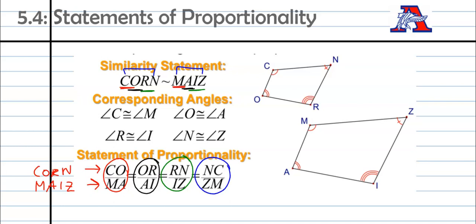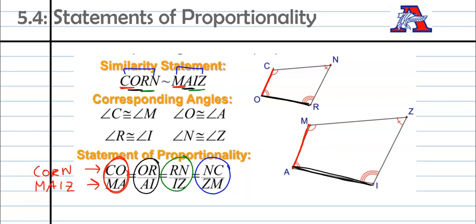The other way to do it is to use your diagram, and it's especially easy in this case when your diagrams are oriented the same way. They're not flipped upside down or reflected or anything like that. So you could do it that way as well. We could do CO goes with MA, and that's how we had it set up. I'm not going to do all of these, but we could keep going. We could do OR, so the bottom goes with the bottom.